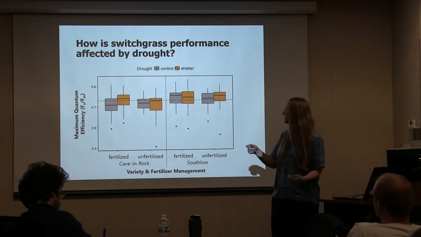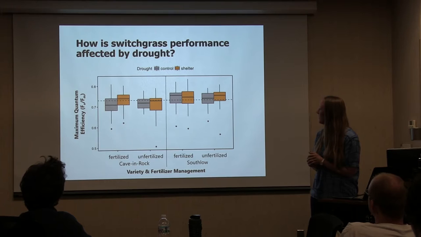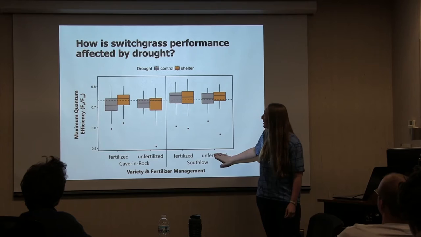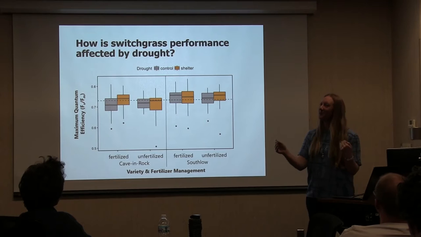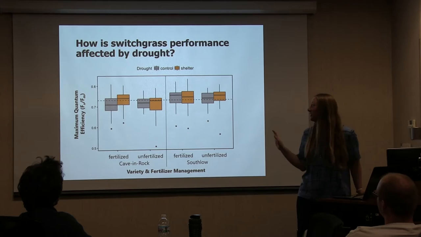And these are control, and these are the ones that were under the shelter. We didn't really see a whole lot of difference, just overall. Except I think maybe in one of the varieties, we have two different varieties with fertilizer and without fertilizer. Possibly one variety with fertilizer, there was some difference. But it's in the opposite direction of what we would have expected. So the plants that had less rainfall were actually doing better. So interesting. I haven't fully analyzed this data yet.